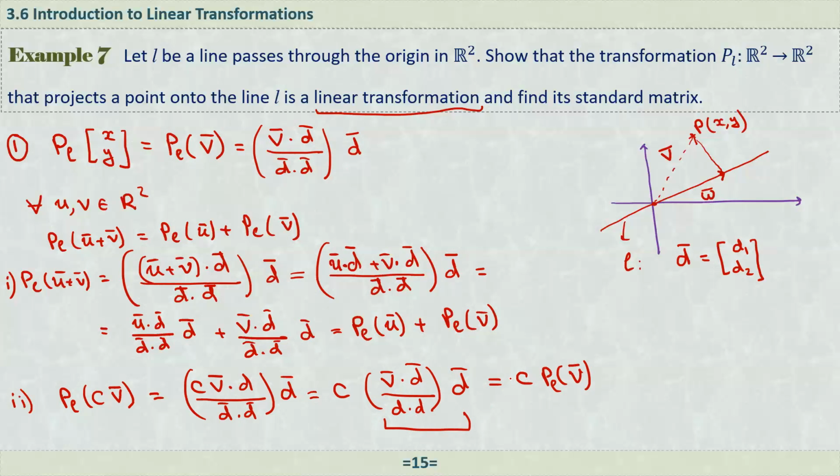Since both of those properties hold, this transformation is a linear transformation. That means it's a matrix transformation. Now, in the second part, we are going to find the standard matrix. So what is a standard matrix? Here I have to evaluate this and show that it is equal to matrix A times vector V. Okay, I have to show this. So let me just continue here.